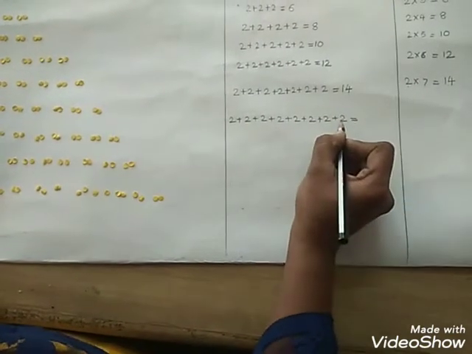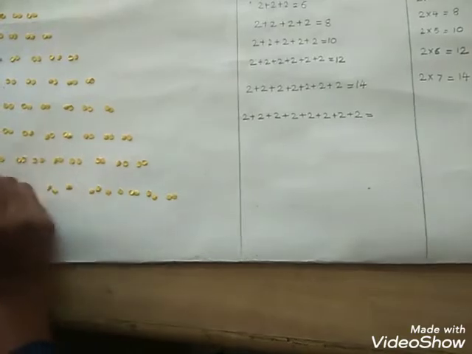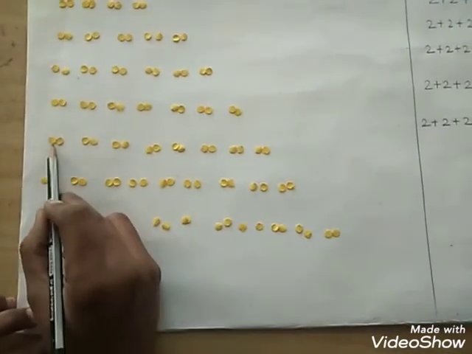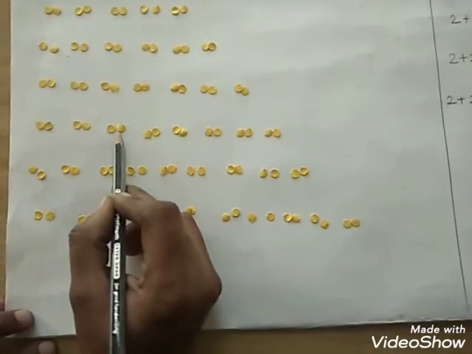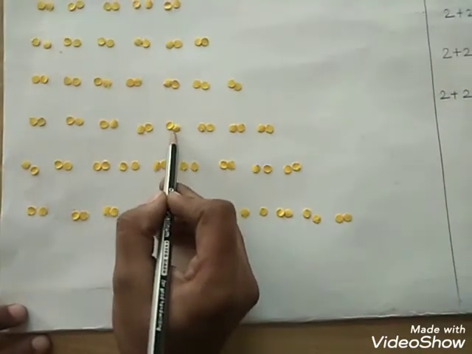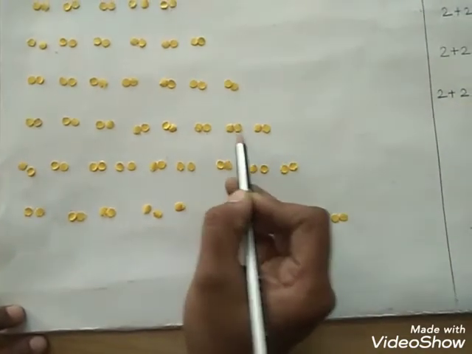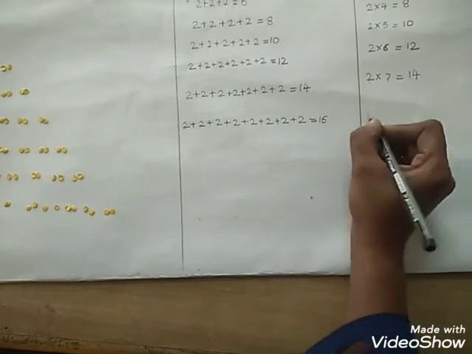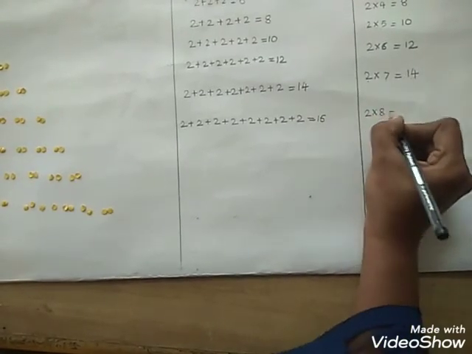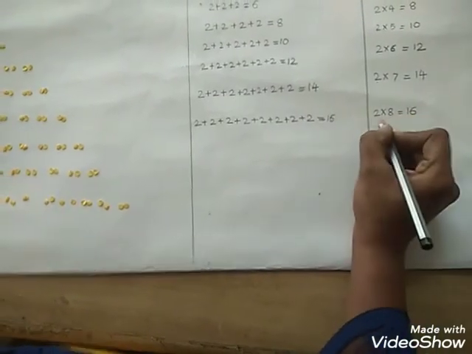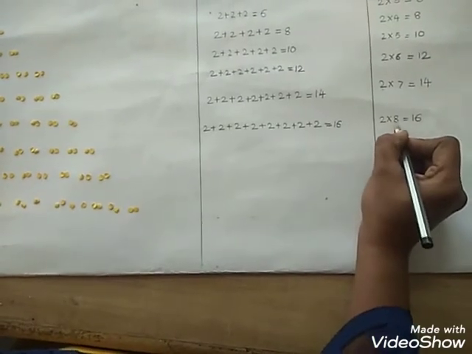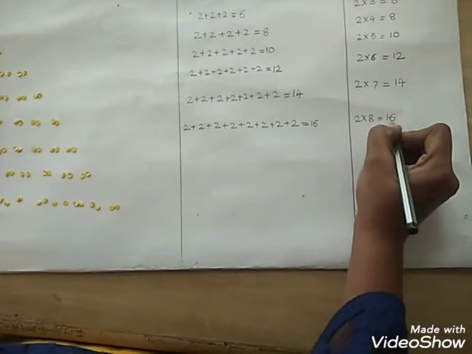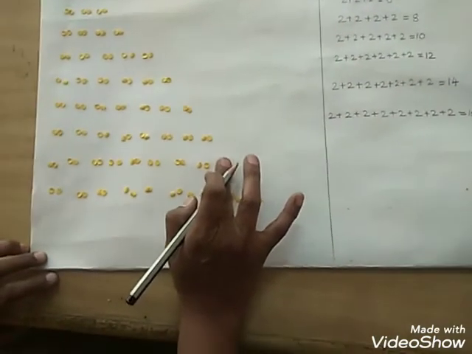8 times 2 is repeated. So what is the total? Let's check. 1, 2, 3, 4, 5, 6, 7, 8, 9, 10, 11, 12, 13, 14, 15, 16. 16 is the answer. Means 8 groups of 2 is equal to 16. If we have 8 groups of 2, the answer comes 16. 2 8s are 16.